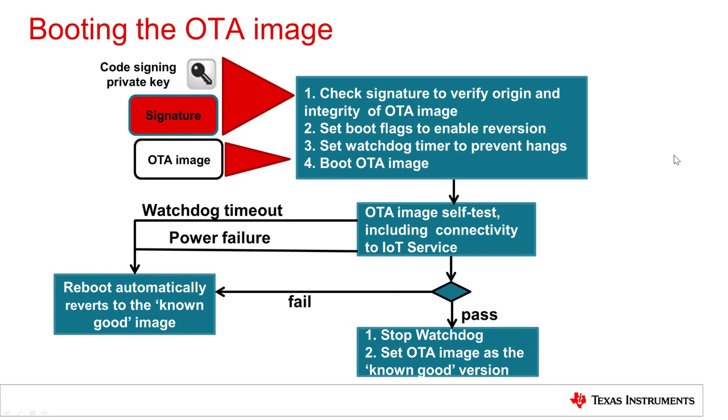So if we look at what happens here, the bootloader will check the signature and then set various flags in the watchdog. It will then boot the OTA image and run through a self-test. If the self-test fails or the image hangs, or you have, for example, run out of battery and the device fails, all of these will simply result in you rebooting the previous old image that you know works the next time around. If, of course, you successfully pass the tests, at that point you'll stop the watchdog and then set the OTA image to be the new image that the device always boots from.